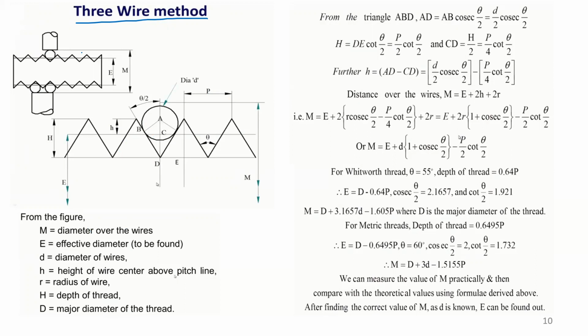Here this is the measurement over the wires, that is capital M, and E is the effective diameter. D is the diameter of the wire, and this H is the height of the wire center above the pitch line, and R is the radius of the wire, and H is the depth of the thread, and D is the major diameter of the thread.